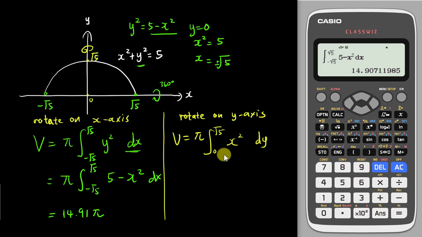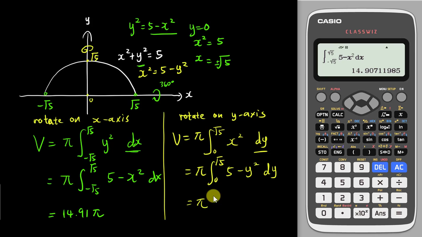Alright, so what's the difference here is, in order to integrate the x squared, definitely this here is dy, you cannot integrate the x squared here. So you need to make the x squared the subject from your equation, which is 5 minus y squared, to plug into the expression here, which is 5 minus y squared dy. Alright, then you will type everything into the calculator.